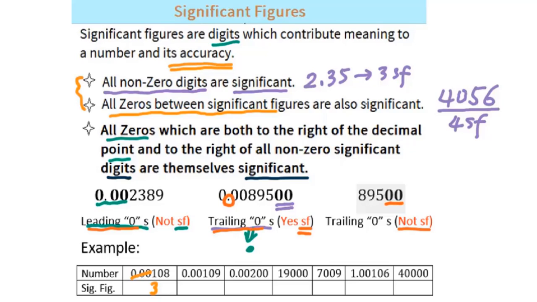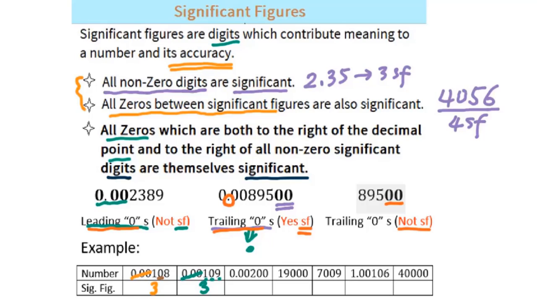The zero which is between 2 non-zero digits definitely will be a significant figure. For example, like this 0, definitely count as a significant figure. For the second number, these 3 zeros are leading zeros, not significant figures. So we have 1, 2, 3, 3 significant figures.